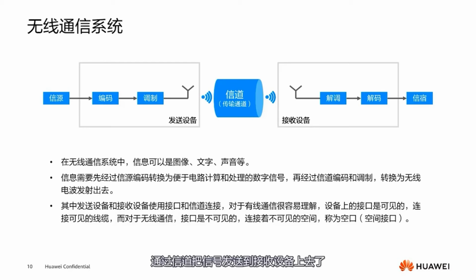Through the channel, the signal is sent to the receiving device. In this process, there are no pipelines in wireless networks, nor any network cable ports. Therefore, in wireless, the interface for receiving signals is called the air interface, which is invisible. Then I decode the information you transmitted. After demodulating and decoding, it is then sent to our receiving device. This is the normal wireless communication process.